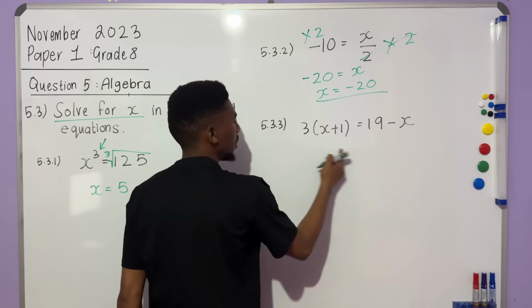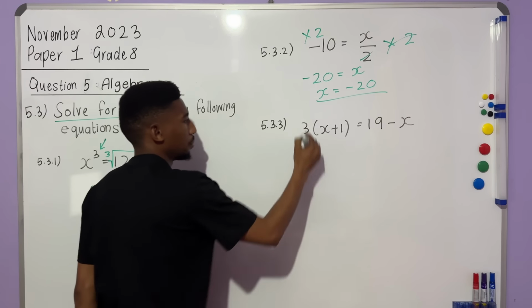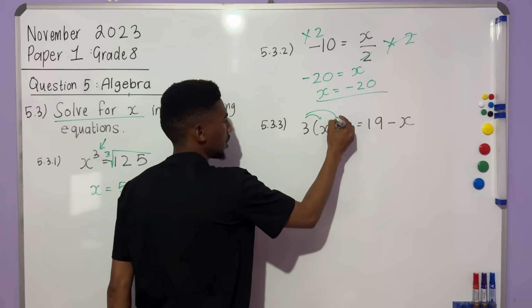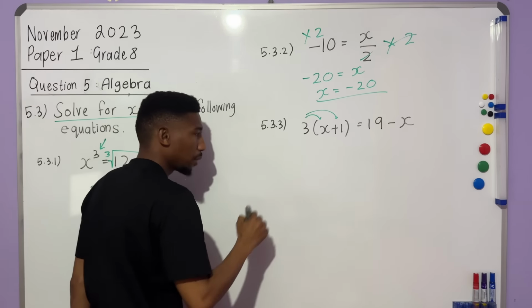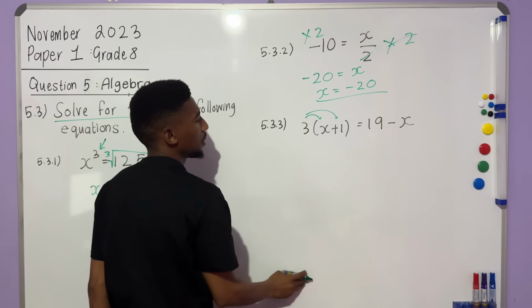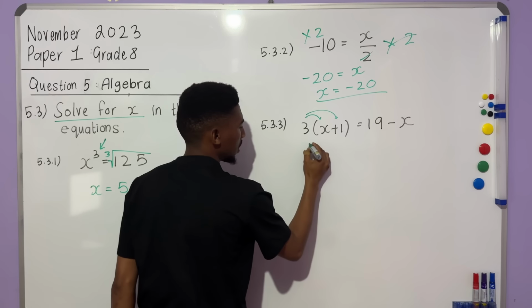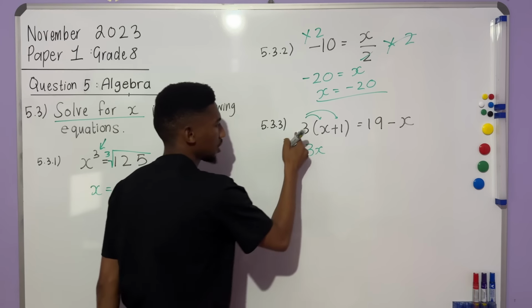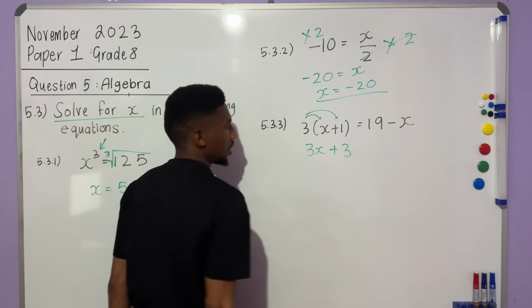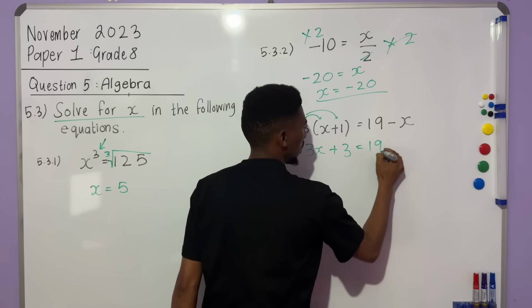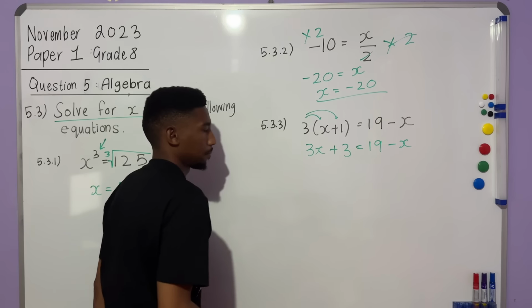Okay, then for the last question, we have a number outside the bracket that tells us we're going to multiply the number outside the bracket with each and every term inside the bracket. So 3 times x is simply 3x. 3 times 1 is simply 3. That's equal to 19 minus x.